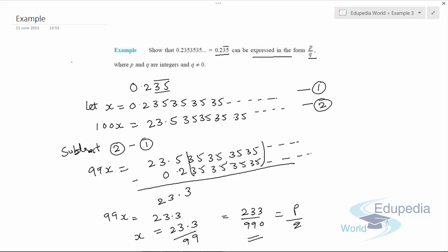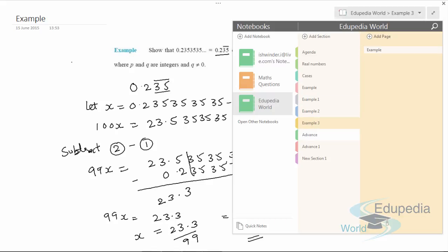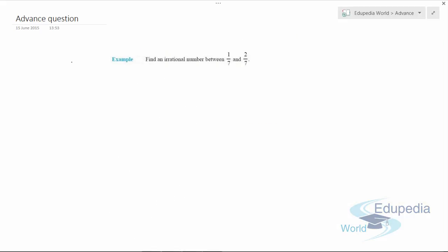These types of questions generally come in examination, so please make a note of these questions. Now further we'll discuss some of the advanced questions and concepts which are generally seen in the examination. So let's watch this question carefully. We have to find an irrational number between the two numbers 1 by 7 and 2 by 7.